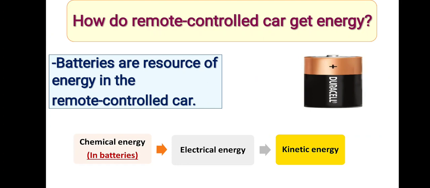So again, this car gets energy from the battery. The battery has which type of energy? Chemical energy stored inside it. When we use the battery, the chemical energy changes into electrical energy. After that, the electrical energy helps the car to move. So the electrical energy changes into kinetic energy when the car starts to move.